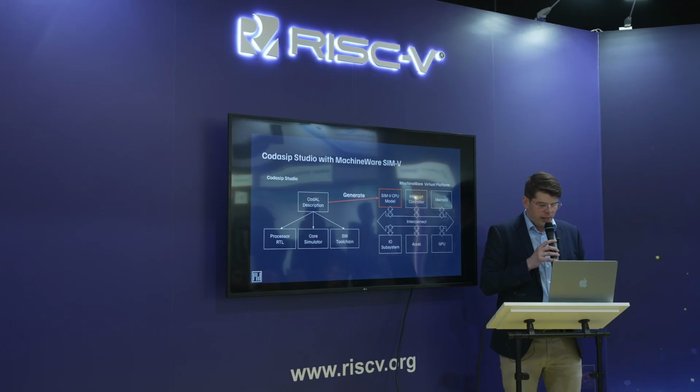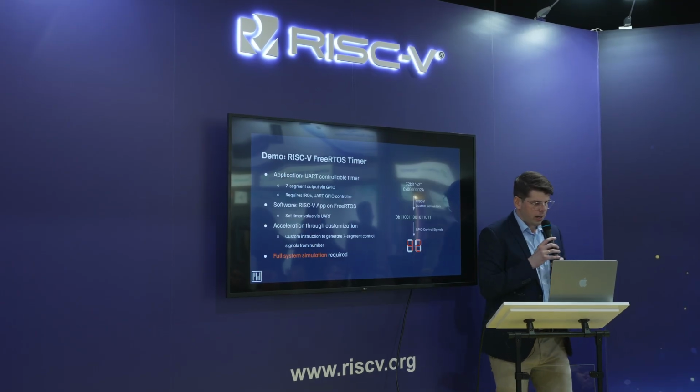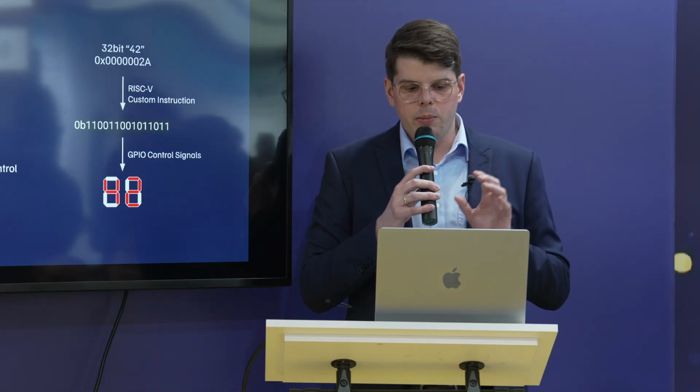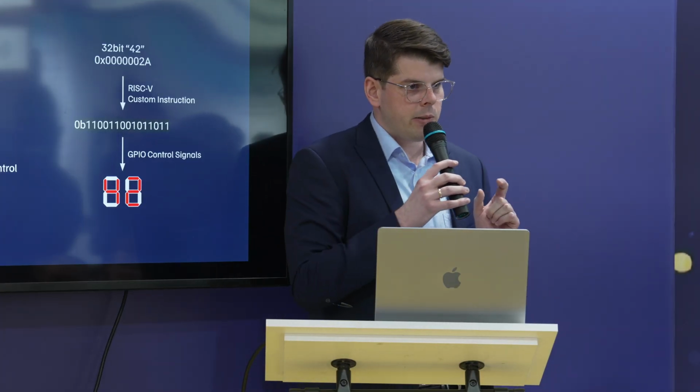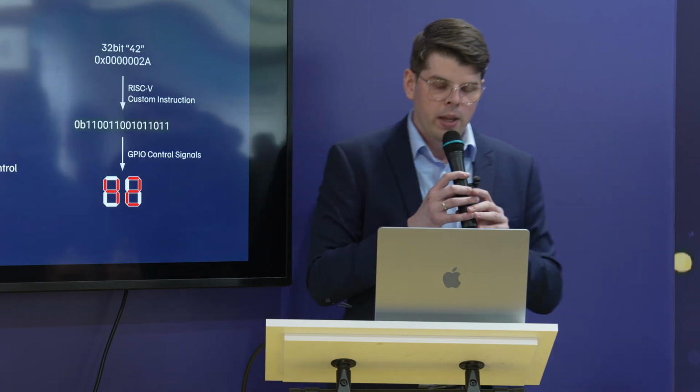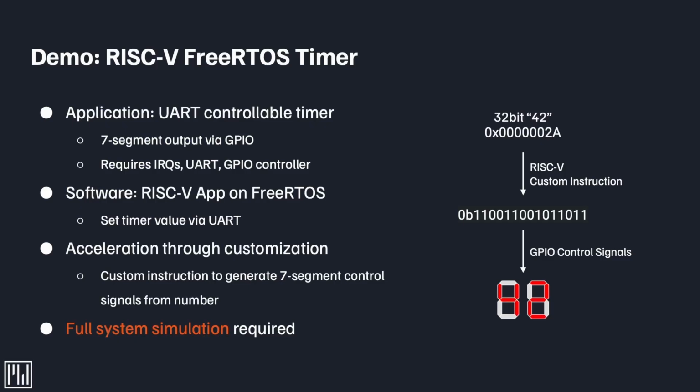So we prepared for this event a little demo, and this demo is a RISC-V FreeRTOS timer. So it is an application that is a UART controllable timer, so you use the UART of the system to program the timer. The system also has 7-segment displays to output the timer value, and these 7-segment displays are controlled via GPIO. So in terms of hardware to run this example, we need, of course, the CPU model.